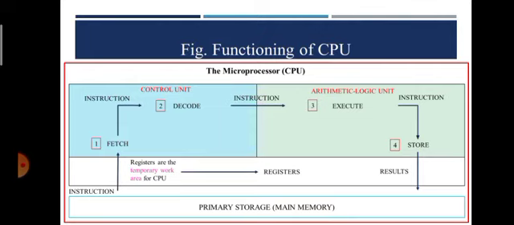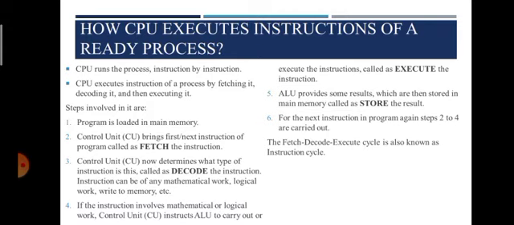So let us summarize our today's topic, that is the functioning of a CPU and how a CPU executes instructions of a ready process. So how the CPU processes instruction by instruction. Okay, the CPU executes instructions of a process by fetching it, decoding it, and then executing it. Now, what are the different steps involved in the execution of instructions in the CPU of a ready process?